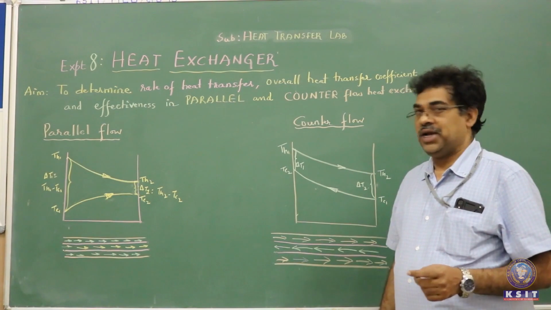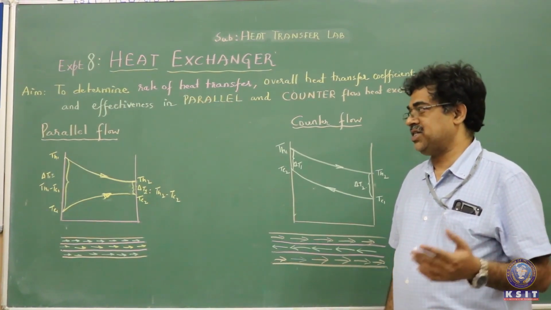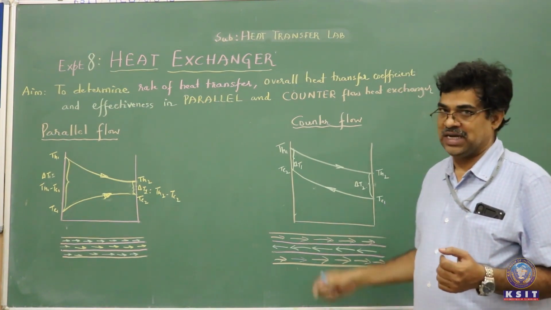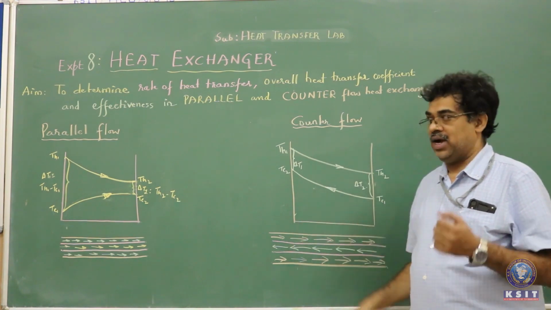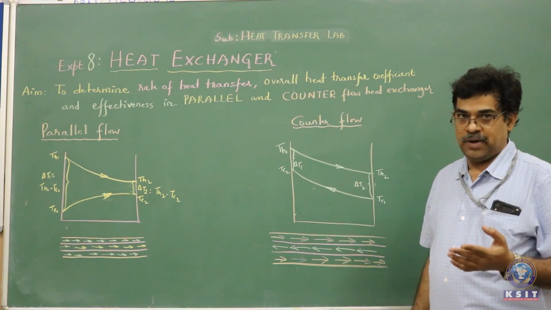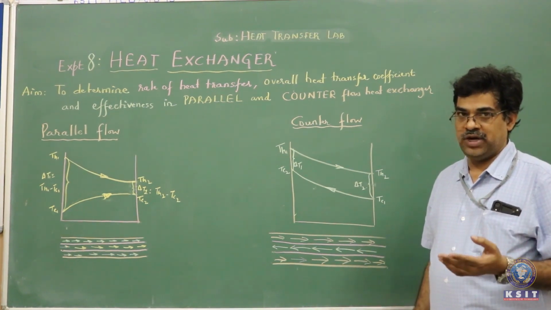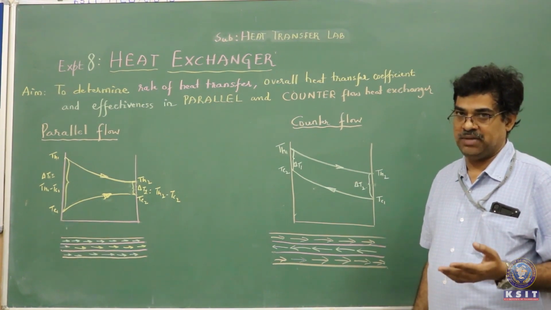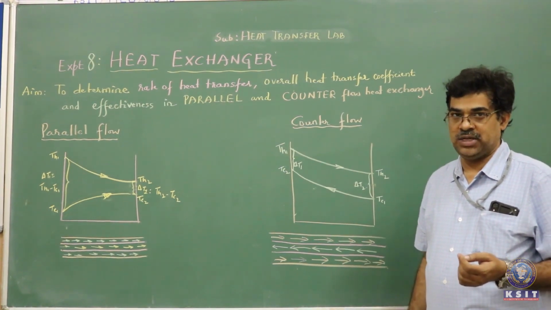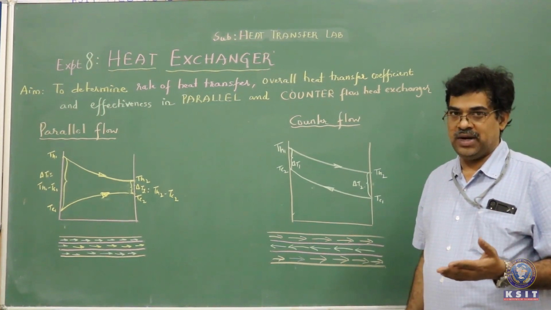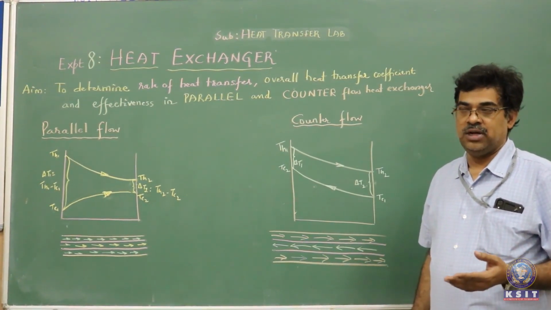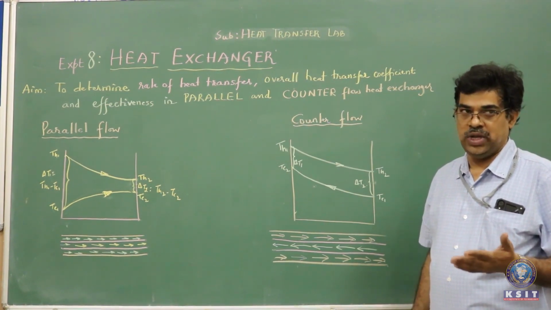According to the direction of flow of the fluid, heat exchangers are classified into three types. One is the parallel flow heat exchanger, the second is the counter flow heat exchanger, and the third is called the cross flow heat exchanger. In a parallel flow heat exchanger, both fluids flow in the same direction. In a counter flow heat exchanger, fluids move in parallel but in opposite directions. In a cross flow heat exchanger, fluids flow perpendicular to each other.